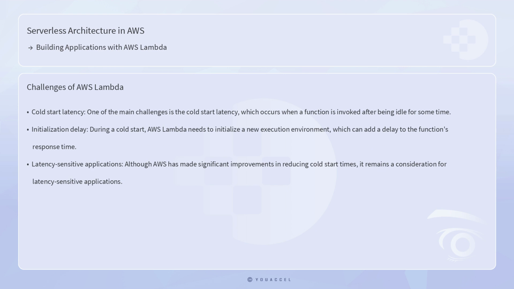Despite its many advantages, AWS Lambda also presents some challenges. One of the main challenges is the cold start latency, which occurs when a function is invoked after being idle for some time. During a cold start, AWS Lambda needs to initialize a new execution environment, which can add a delay to the function's response time. Although AWS has made significant improvements in reducing cold start times, it remains a consideration for latency-sensitive applications.